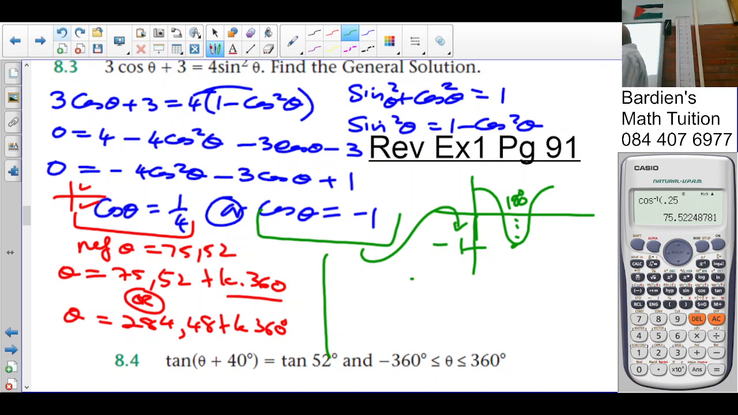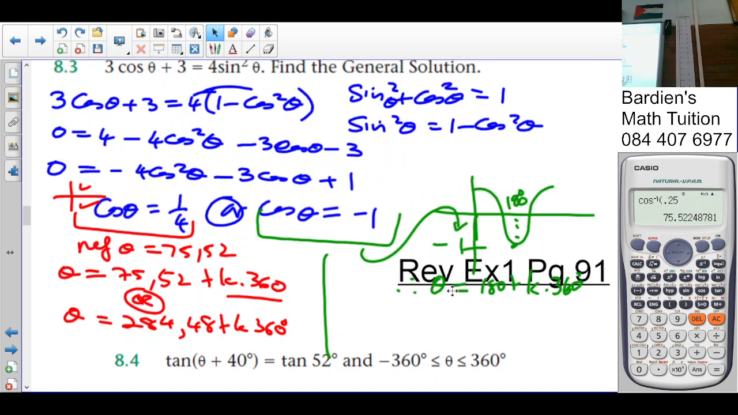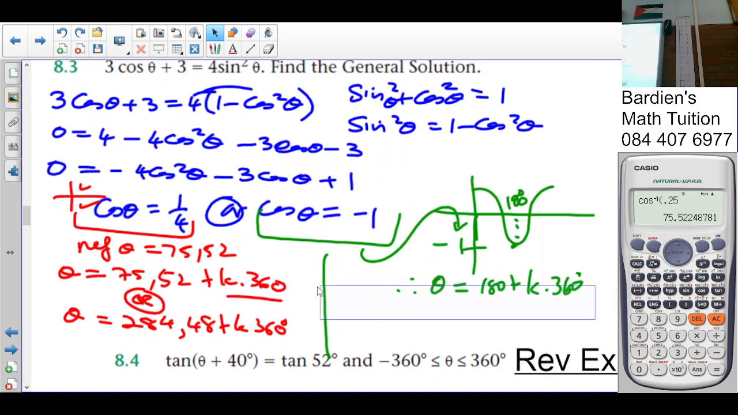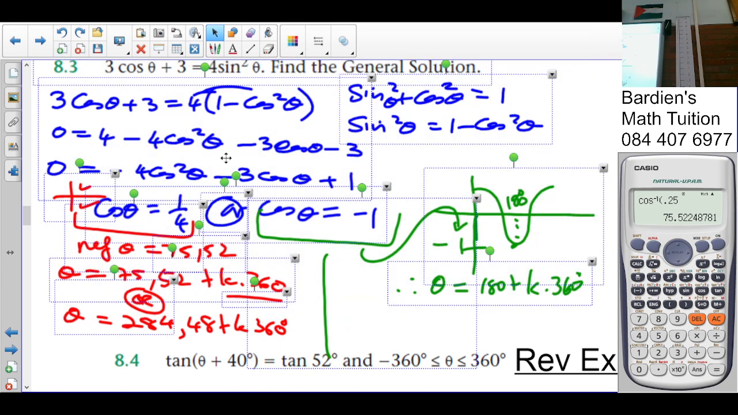So what can I say? Therefore, theta is equal to 180 plus k times 360. So that solution is actually giving 360 degrees. And again, why do we say k times 360? Because the period on the cos graph is 360. Any confusion here, people, before I take it off? No?